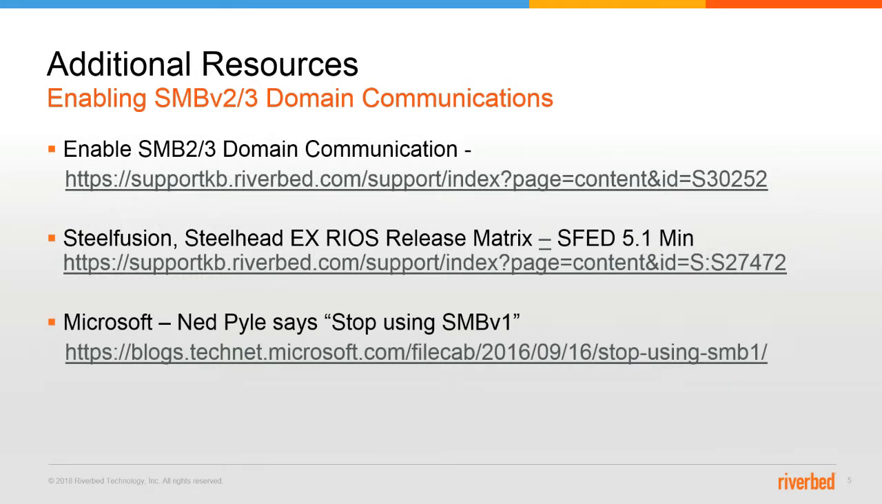Some additional resources that you may want to take a look at. Article 30252 details the steps that we'll be taking today. Article 27472 is the Steel Fusion and SteelHead EX RiOS release matrix. In the case of Steel Fusion Edges and SteelHead EXs, you'll need to upgrade to 5.1 or above. That contains RiOS 9.6.0a.